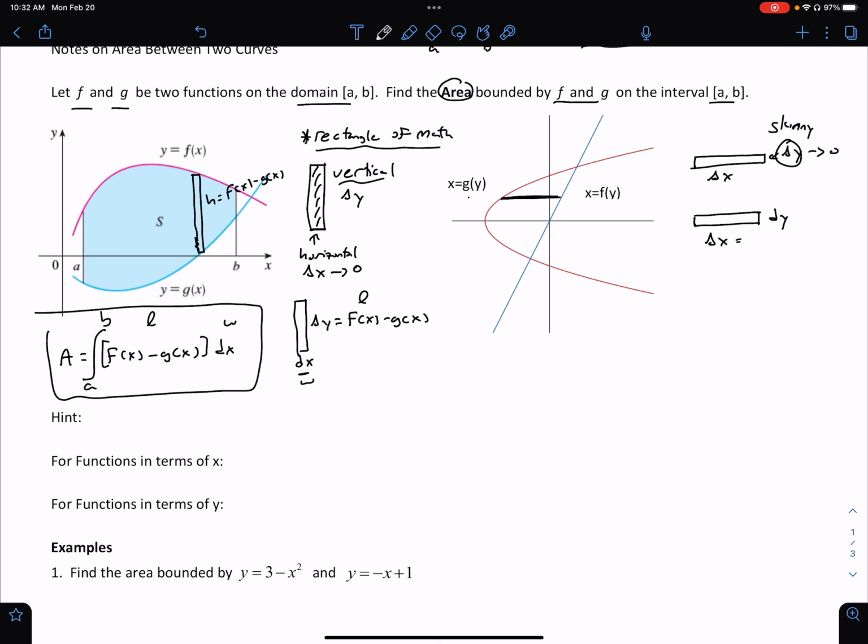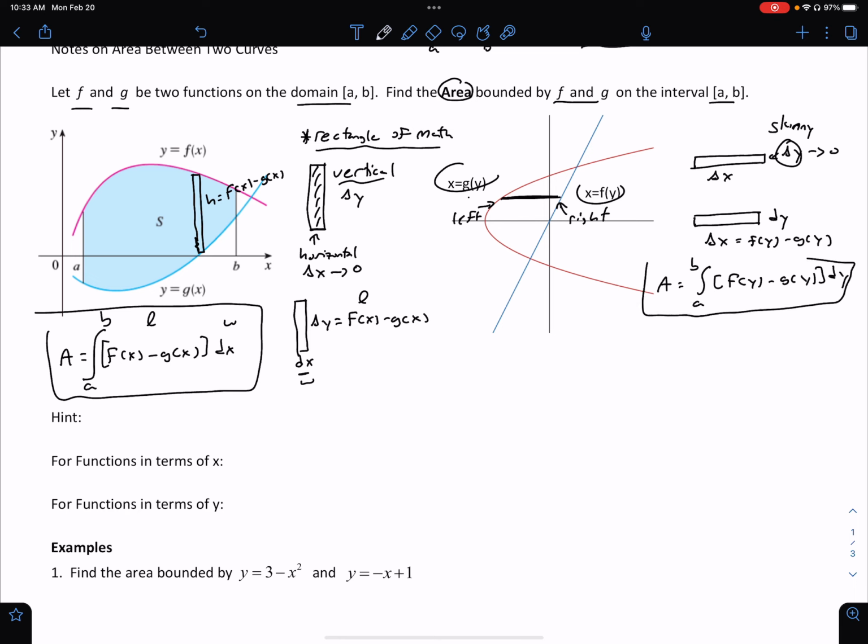Well, to get the change in x values, we're going to take the right side minus the left side, and that's it. So we're going to take this f of y, which is on the right, minus the left, which was g of y. And now my area will just be this f of y minus g of y times dy, and we evaluate that from a to b, or whatever the range would be in this case.